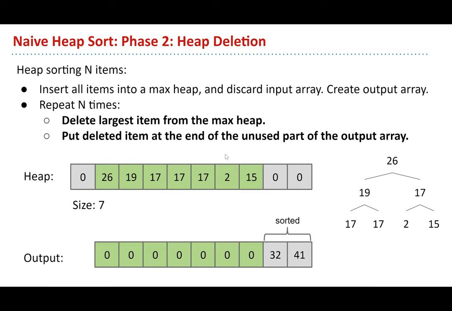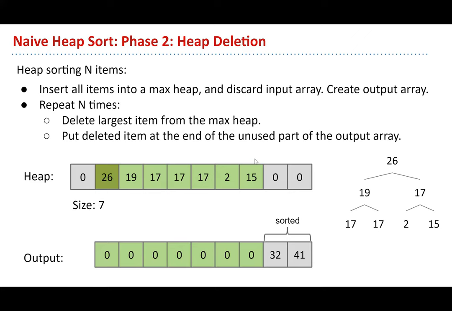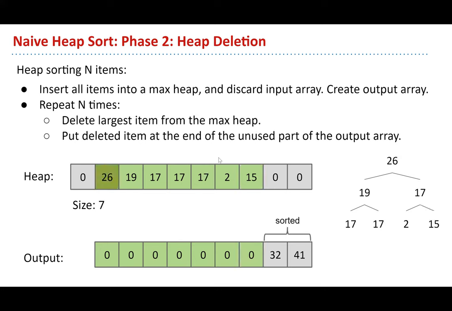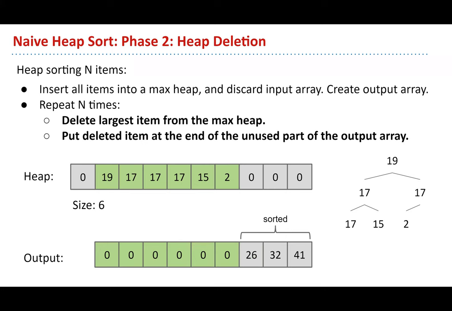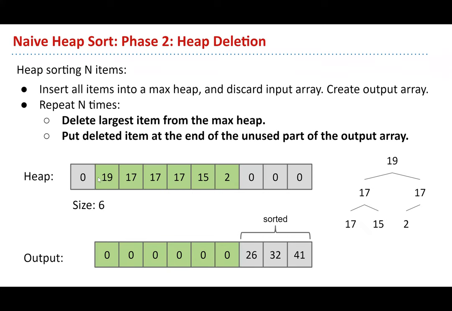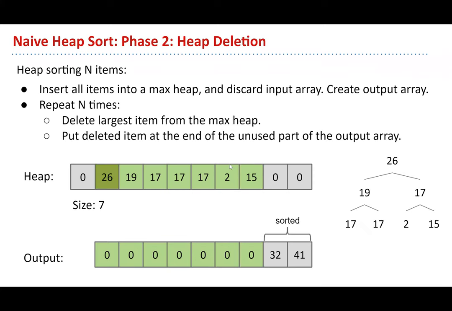Next up, we have 26. We delete 26 out of the heap, stick it here. Will 19, 17, 17, 17, 2, 15 change? Yeah, in some way. In what way exactly? Well, how do I know what these numbers are going to be next? Why did it do that specific process? It used to be 19, 17, 17, 17, 2, 15. Now it's 19, 17, 17, 17, 15, 2. Why did that happen?